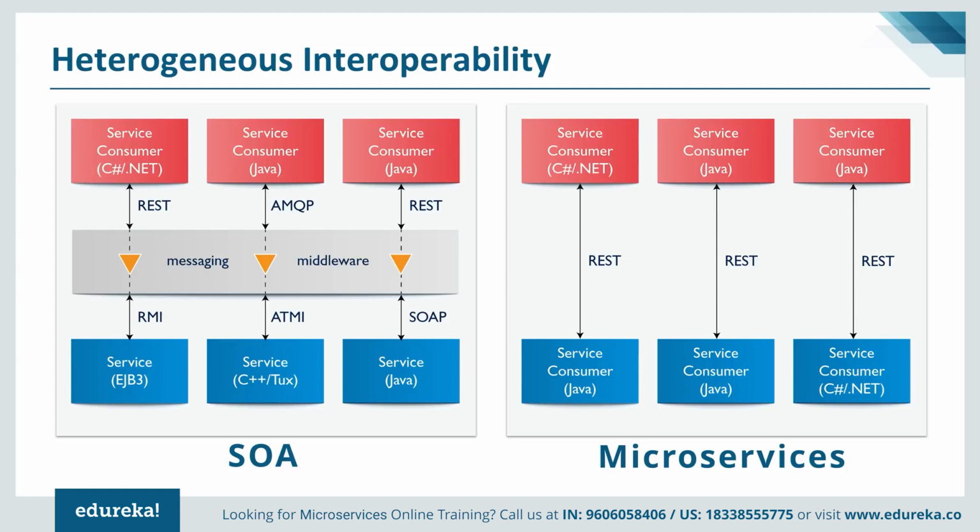And similarly, if you have another Java application which wants to communicate with another Java application, the communication would take place with the help of REST API. And similarly, Java to C# or .NET would again take place with the help of a REST API. So there is no broker here or middleman, which is a messaging middleware. The communication is directly to the other application.